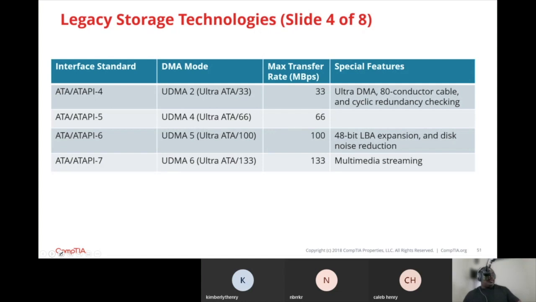So if you ever do run into it, remember it only moves in megabits per second. You're not getting any type of gigabit transfer rate. That's why they went to SATA. So the old ATA 4 or ATA 5, 6, and 7, the max they did was 133. So that's why they moved to SATA.